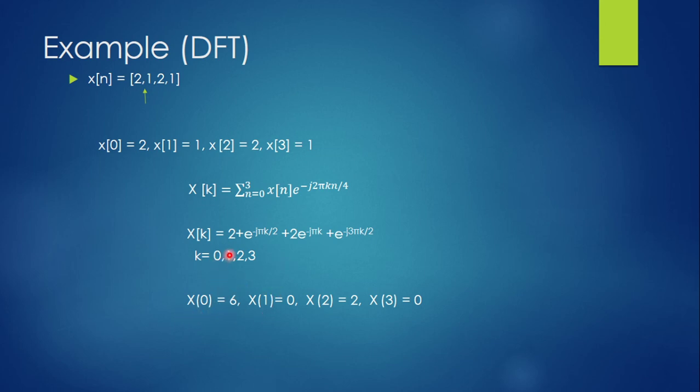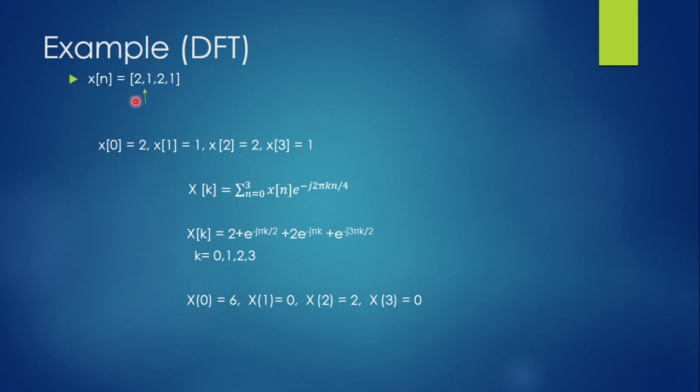Similarly, when you put 1 over here, you compute the values of sine and cosine for this, sine and cosine for this, sine and cosine for this, and add up all these values to get the x1. That will be 0 if you compute it. Similarly, you will get x2 as 2, x3 as 0. This is the way to compute the DFT.